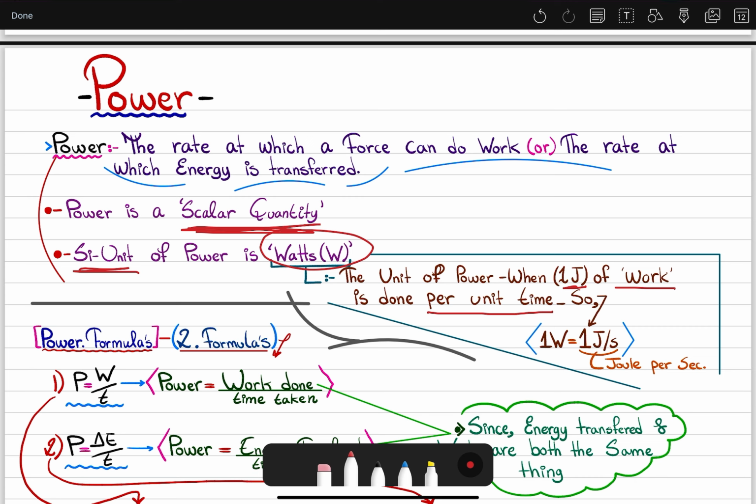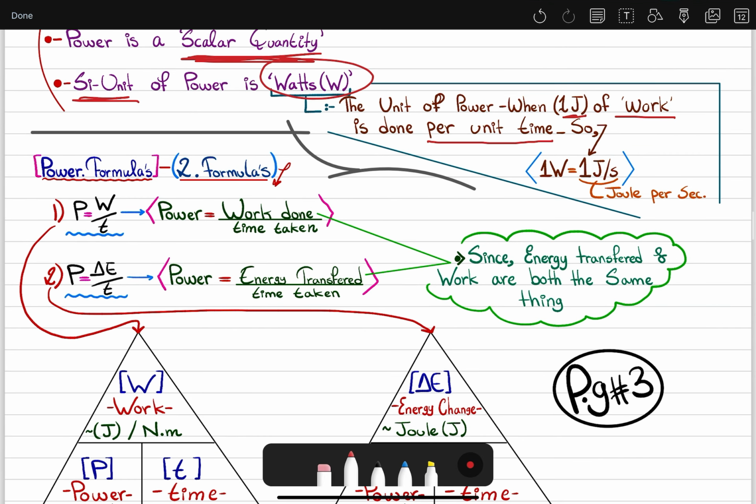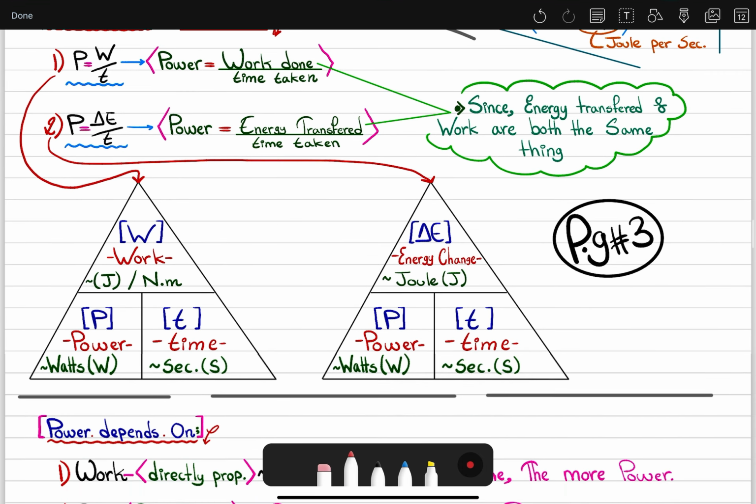But because work is also the amount of energy transferred, we have two formulas for power. The first one is power is equal to work divided by time, the rate at which work is done. The second one is change in energy divided by time. Since energy transferred and work are both the same thing, they have the same formula triangles, just replace the first value with work or energy change.